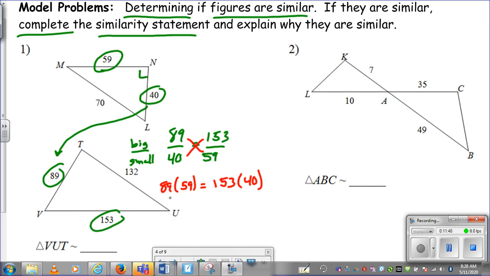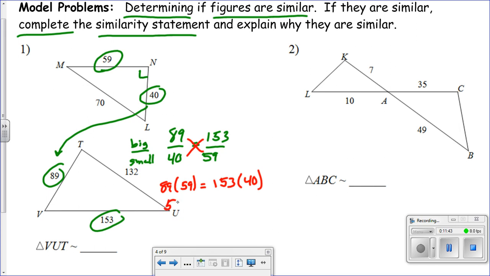Alright, so I just put this in my calculator and I got 5,251. And now I'm going to see if multiplying these two is going to be the same. So I'm going to do 153 times 40. I'm honestly just using my phone calculator here, and I'm getting 6,120. So just with these two sides and not even doing this third side here, I can tell you that they're not proportional. So if they're not proportional, these two are not similar, and I can't finish the statement.